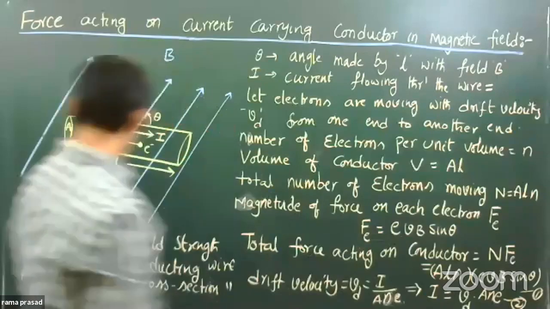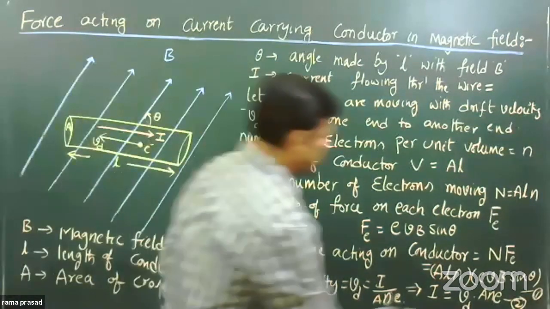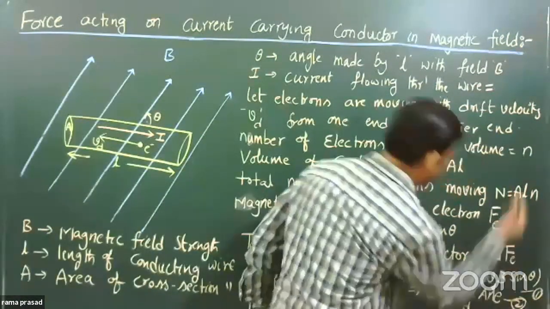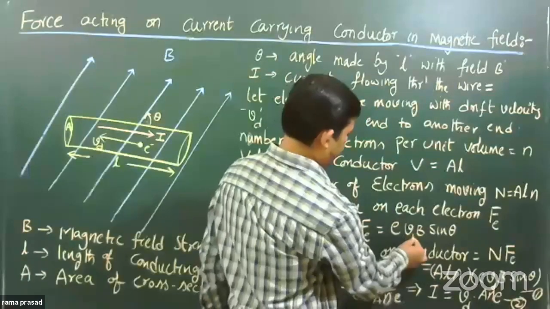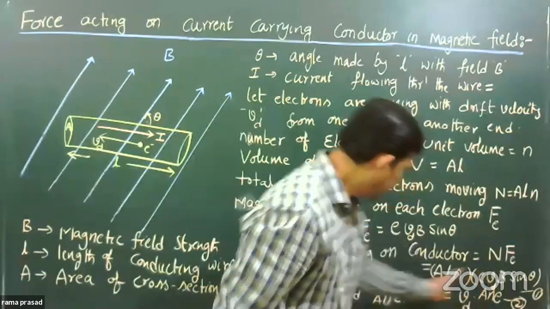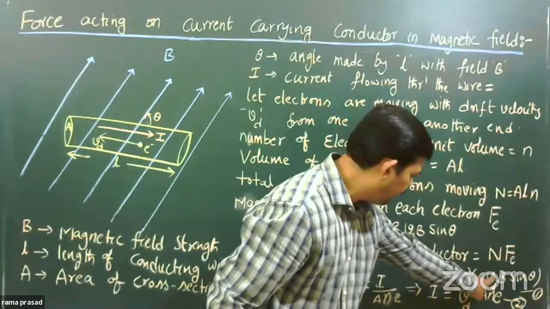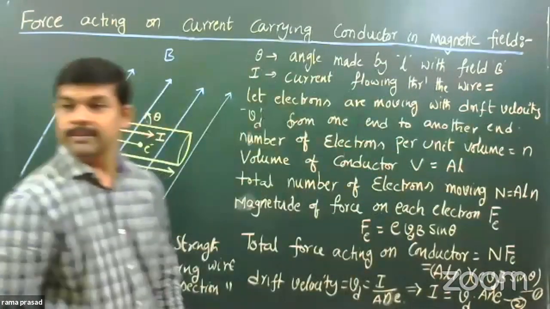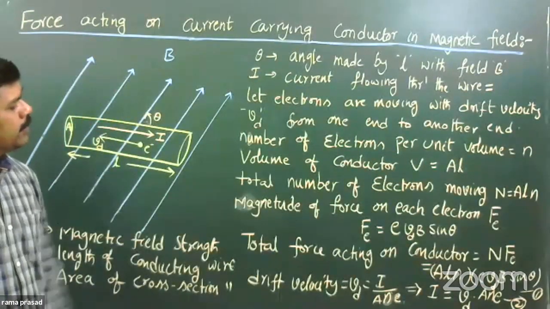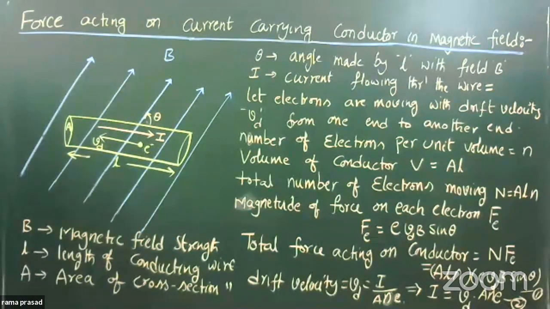From 1 and 2, what we can write? Here, drift velocity Vd, A n e Vd, that is equal to I. Okay, so from 1 and 2, what we can write? Come on, note down. Next step I'll write.